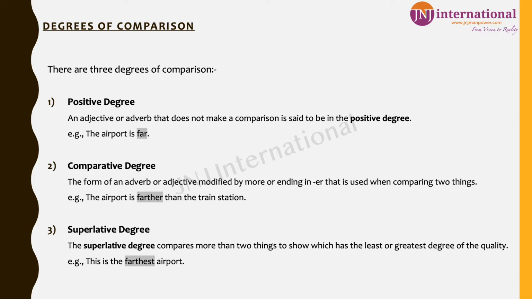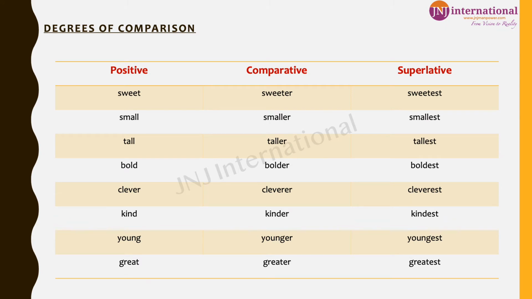The last one is superlative degree. It is used to compare more than two things to show which is the greatest or which is the least. Example, this is the farthest airport. Now let's go and learn a few words. Let's see the positive, comparative and superlative degrees of few words.